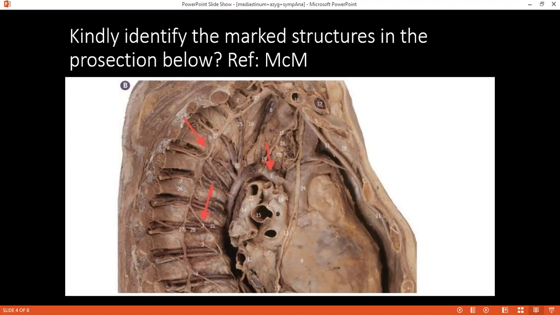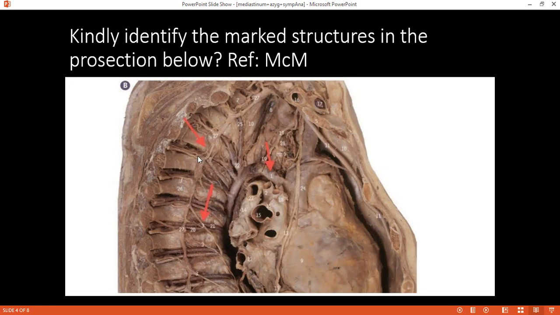It has the esophagus, the descending aorta, the azygos vein, the vagus nerve, and also the sympathetic trunk, thoracic duct and azygos vein. Thoracic duct, yes. Can you identify any of the structures that you have mentioned?